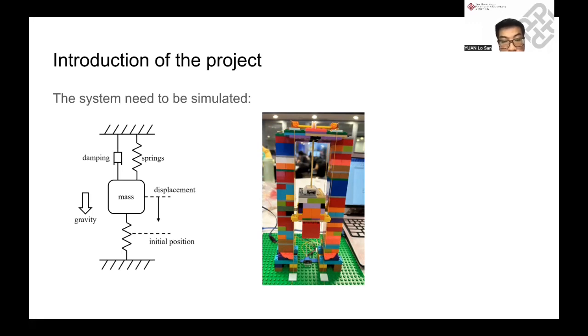We can adjust the mass by adding blocks, and adjust the values of C and K by adding rubber bands and also adjusting the tightness of the string.